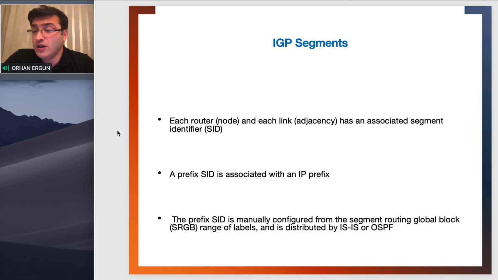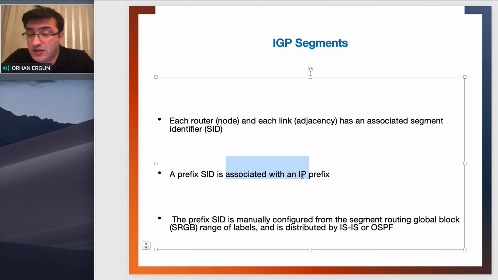Adjacency SID, why do you use it? You want to somehow force the traffic over this way. So traffic engineering, path manipulation. A prefix SID is associated with an IP prefix. A prefix SID is manually configured from the segment routing global block (SRGB) range of the labels, and it is distributed by IS-IS or OSPF. We are talking IGP, that's why.